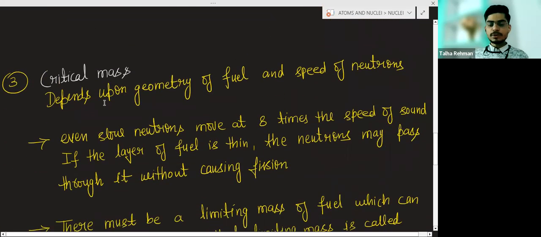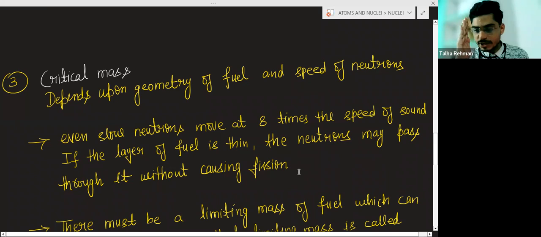Another problem is the problem of the critical mass. So what is the critical mass? First understand what is critical mass. Critical mass depends upon the geometry of the fuel and the speed of the neutron. Even slow neutrons move at 8 times the speed of sound. Slow neutrons also move very fast. If the layer of the fuel is thin, the neutrons may pass through it without causing fission.